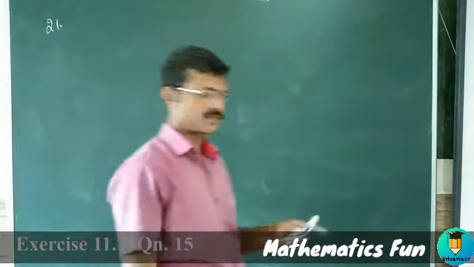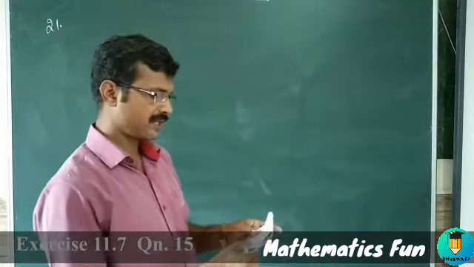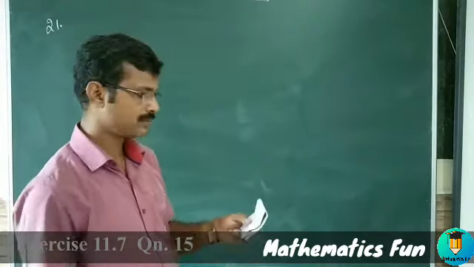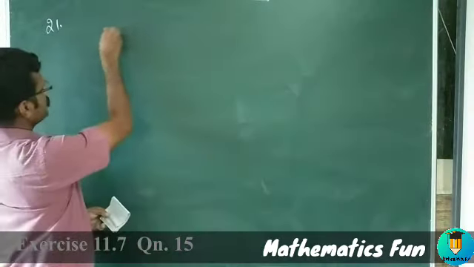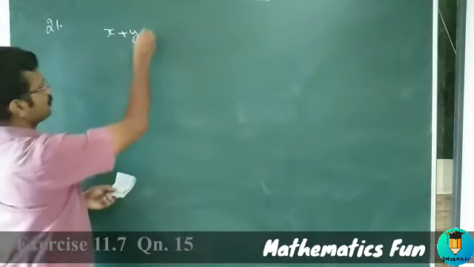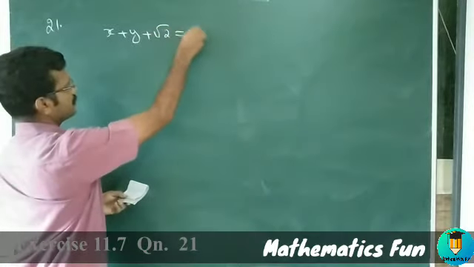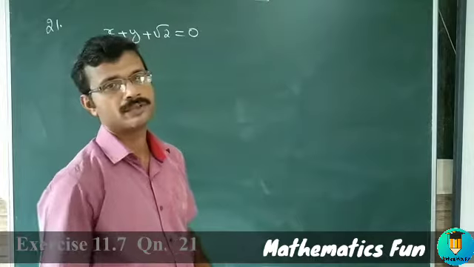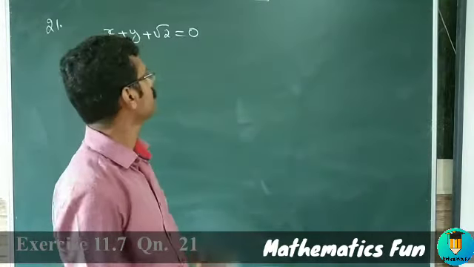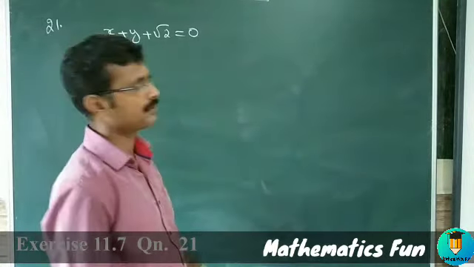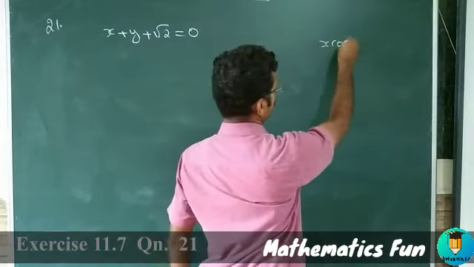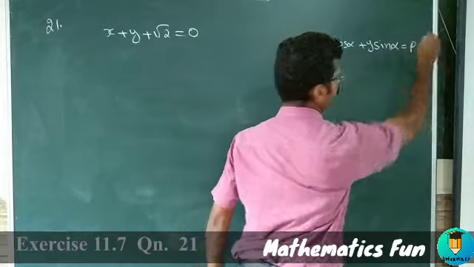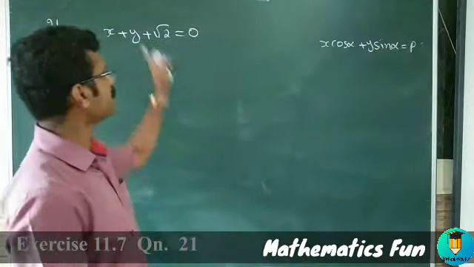So I left many questions, which you tried. Most of the questions are standard 10 based, but this is new for you. In this question, the equation of a line is given, and we have to convert it into normal form. Normal form means x cos alpha + y sin alpha = p. This is the form we have to convert to.